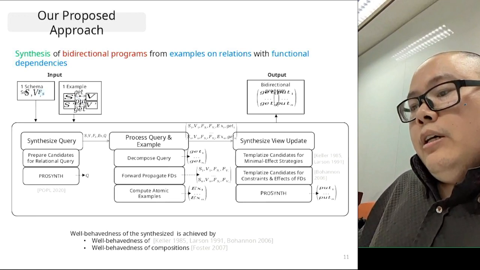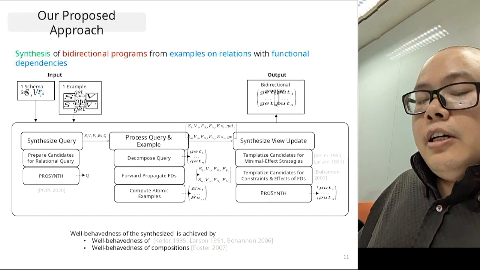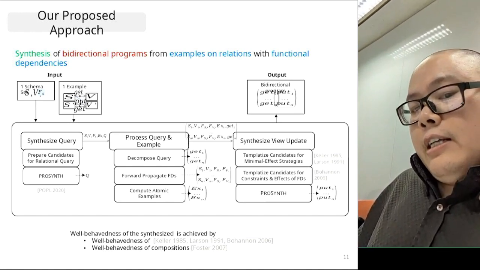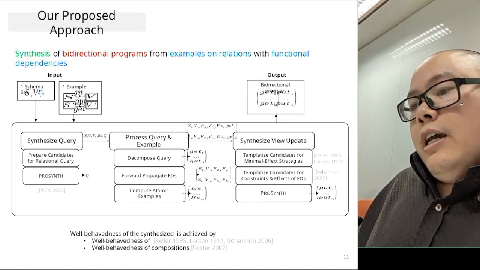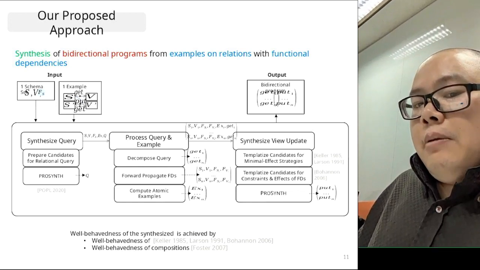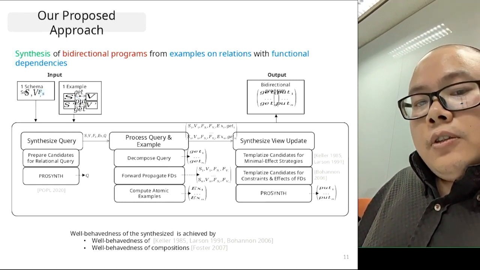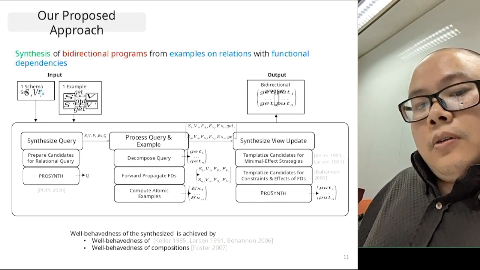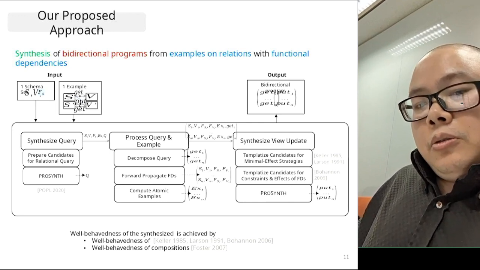Our approach consists of three main steps. The first one, on the left-hand side of the big rectangle, is that we synthesize the query first by adapting ProSynth and using some predefined templates for relational queries. Many people have worked on writing queries and writing templates for queries. After we have the query, we do some processing on the query and the given example.